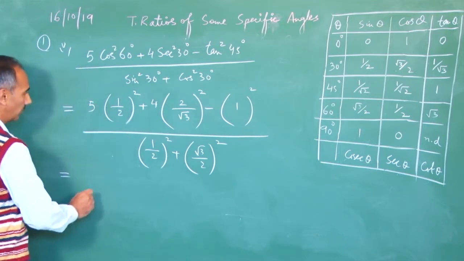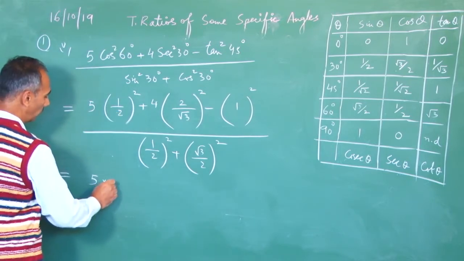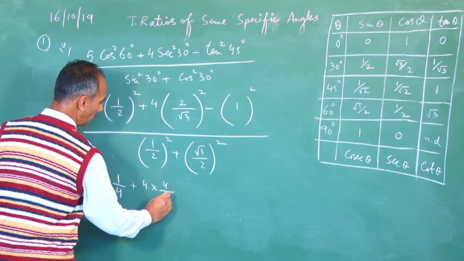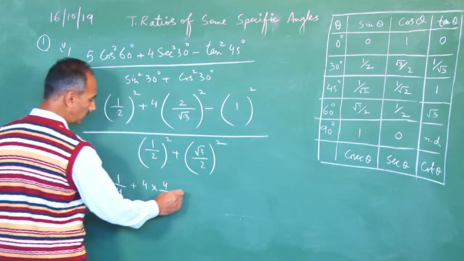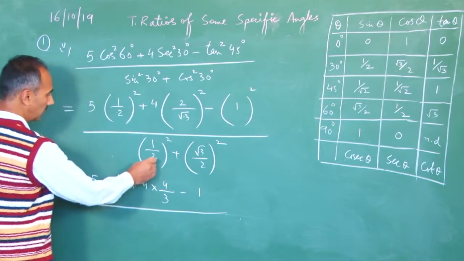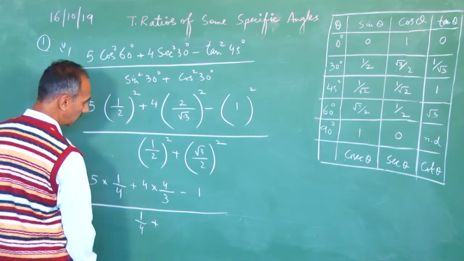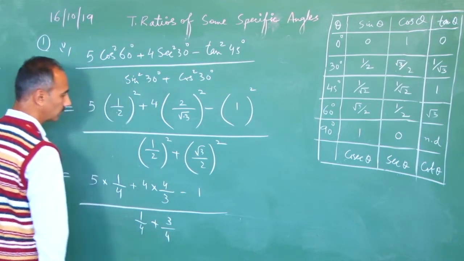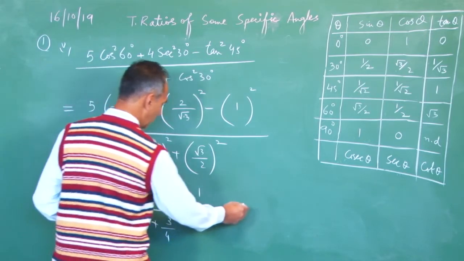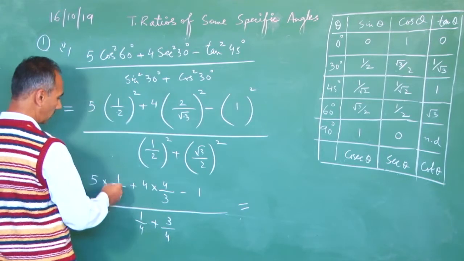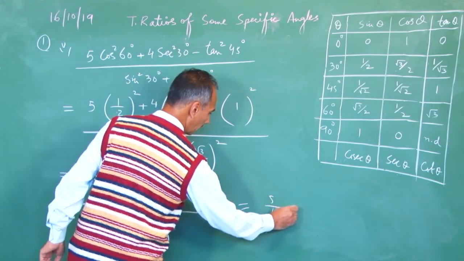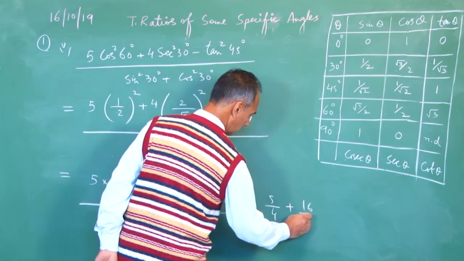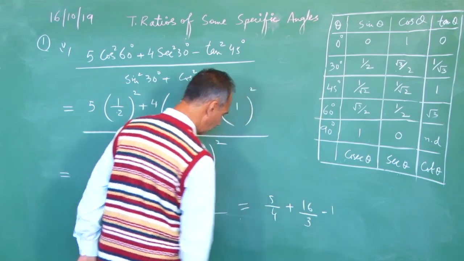Now we need to simplify this further. This will give you 1 upon 4. This will give you 4 into 2 square is 4 upon 3 square is 3 minus 1, divided by, this will give you 1 by 4 plus root 3 square will give you 3 upon 4. 2 square is 4. Okay. Can we do any simplification here? No, this is 5 by 4 plus 16 by 3 minus 1. And what about the denominator?